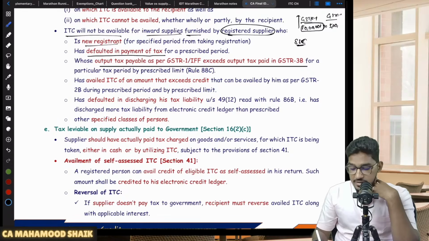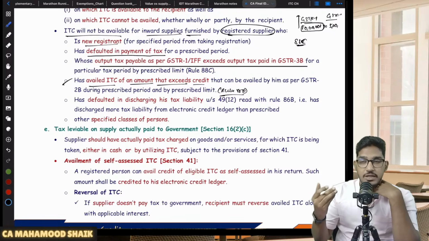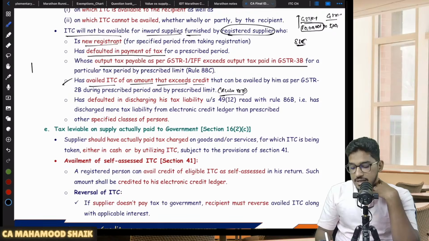Similarly, in case you are buying from a supplier who has availed ITC of an amount that exceeds the credit that can be availed by him as per GSTR 2B during the prescribed period. So this is rule number 88D intimation. Sir, what is rule number 88D intimation? Let us say you are buying goods from a supplier who is claiming more ITC in his GSTR 3B than shown in his GSTR 2B.